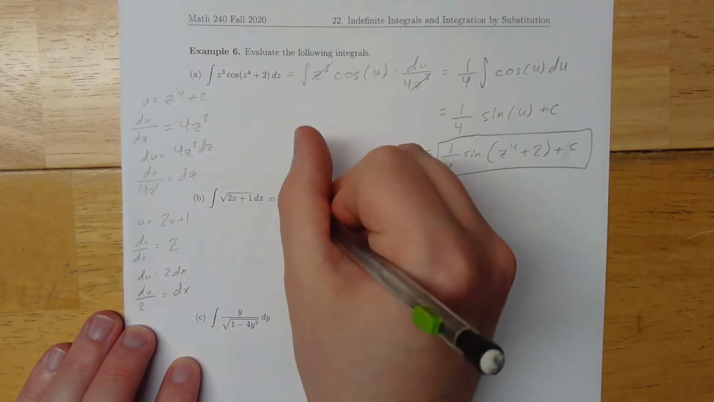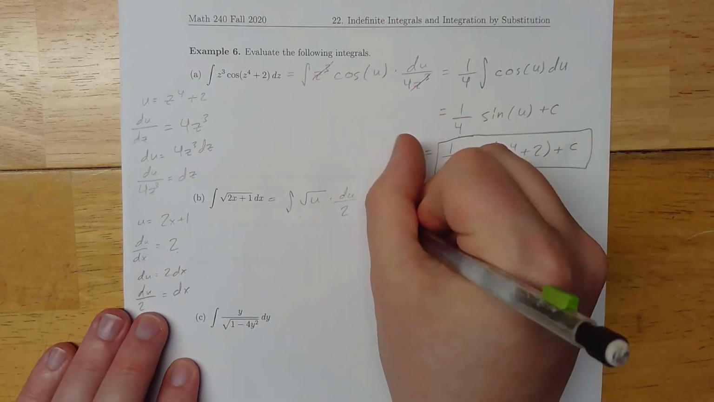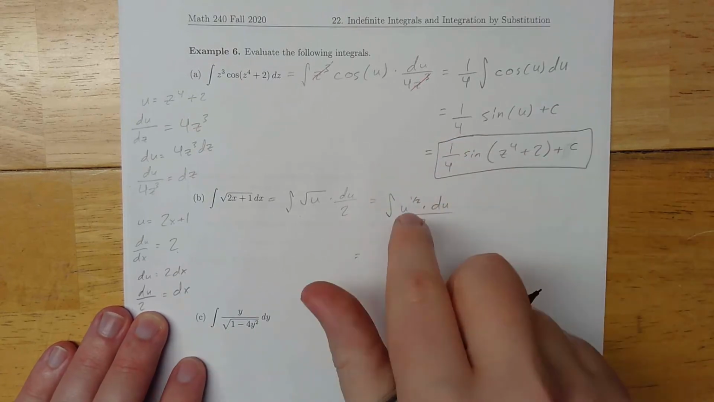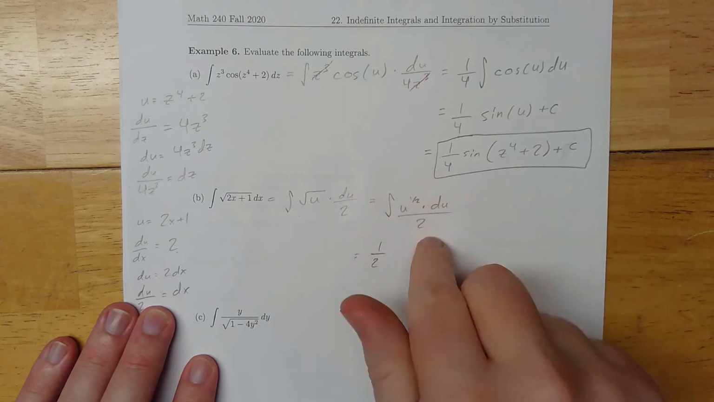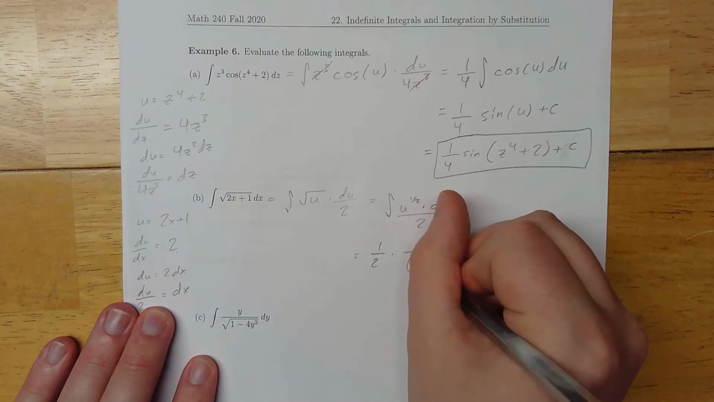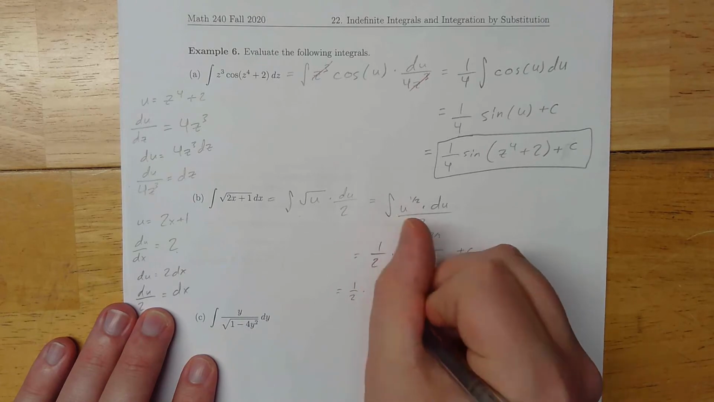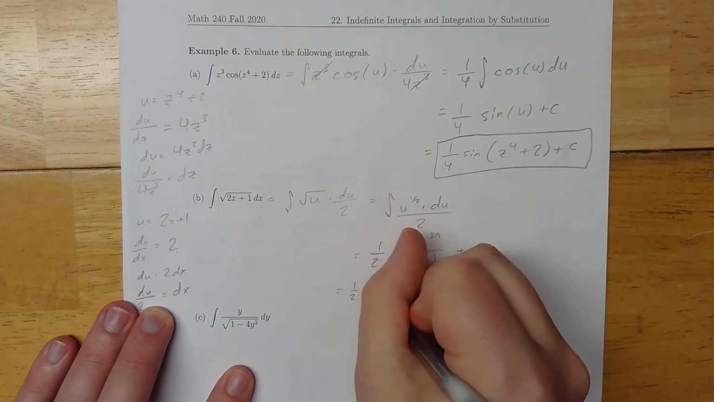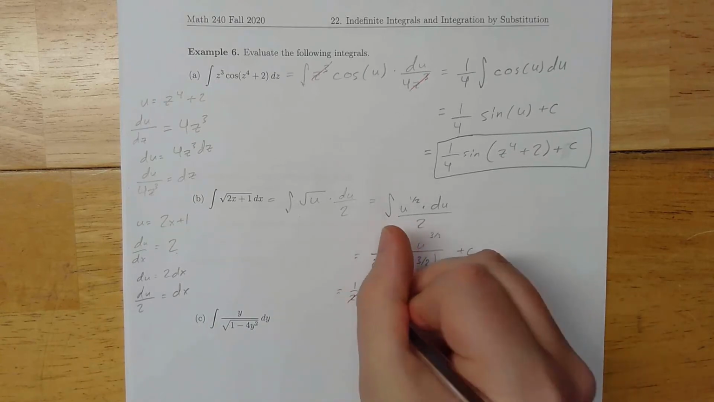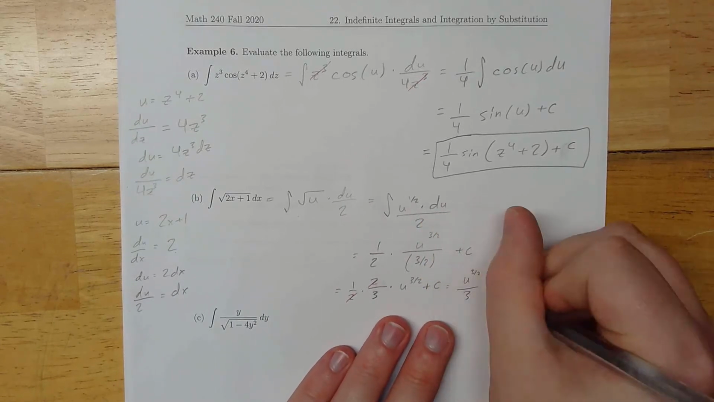So that means by doing our substitution, we have the integral of the square root of u times du over 2, which can be written as the integral of u to the 1/2 times du over 2. And the antiderivative of this will be 1/2, for the 1/2 here, times u to the 3/2 divided by 3/2 plus c. This means that we'll have 1/2 times 2/3 times u to the 3/2 plus c. The 2's will cancel, and that'll give us u to the 3/2 over 3 plus c.